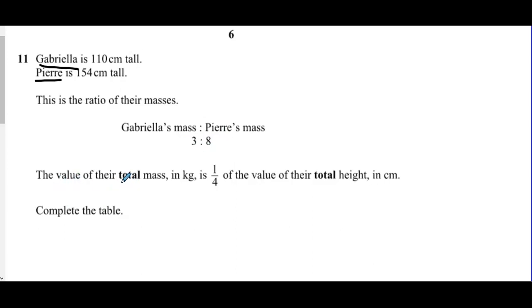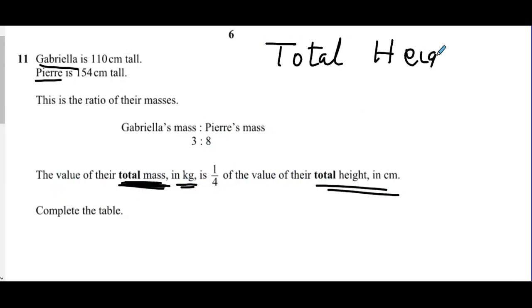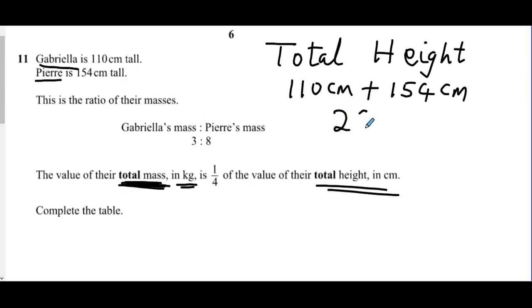Now, the value of their total mass, in kilograms, is 1/4 of the value of their total height. So here we need to find the total height because we don't know their total mass. The total height will be 110 centimeters plus 154 centimeters. When you do that, you're going to get 264 centimeters. So this is the total height.